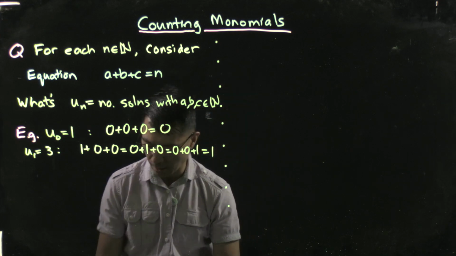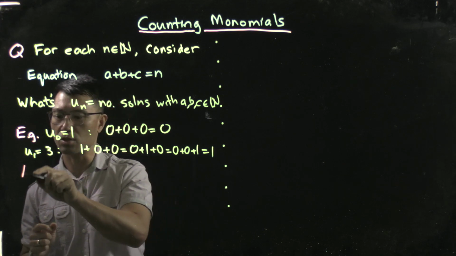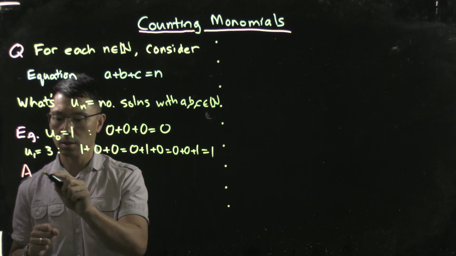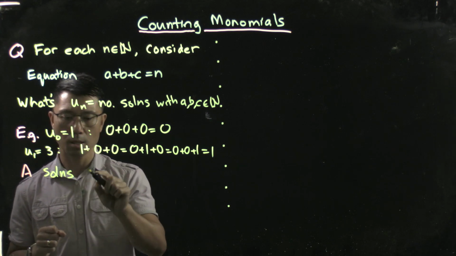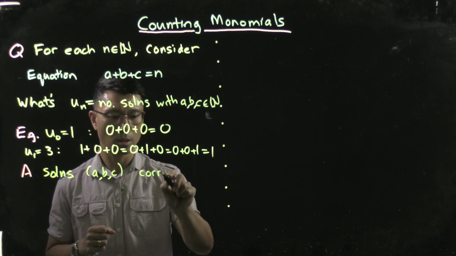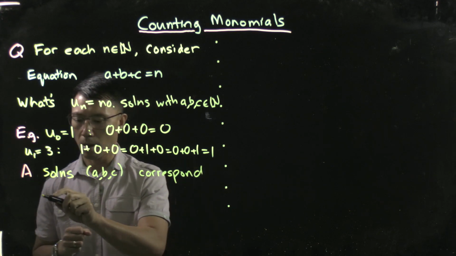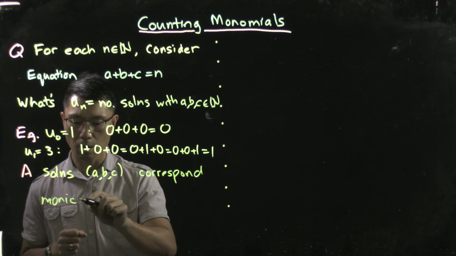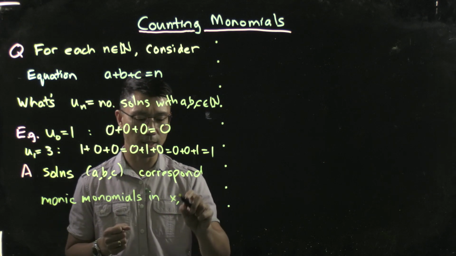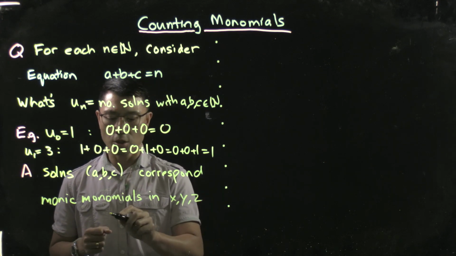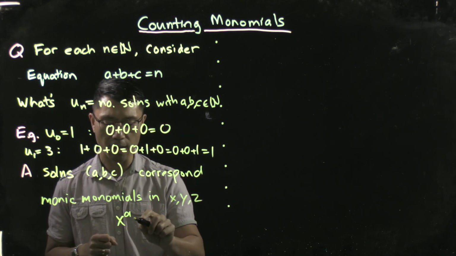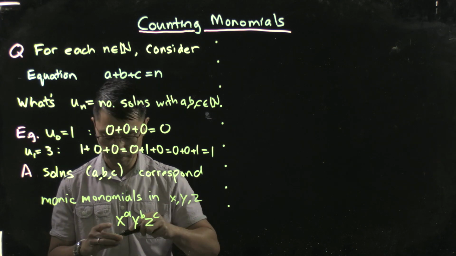Let's see what's going on here. I'm going to present the answer in a very interesting way. I'm going to look at the solutions a, b, c, a triple of non-negative integers, which correspond to something called monic monomials in some variables x, y, z. What's the corresponding monic monomial? I'll tell you what monic monomials are. It's x to the a, y to the b, z to the c.